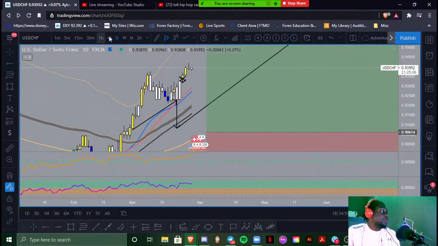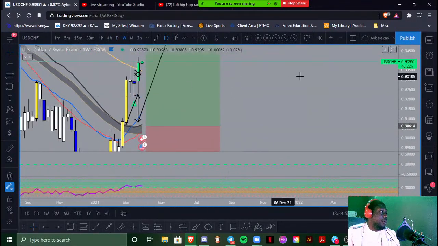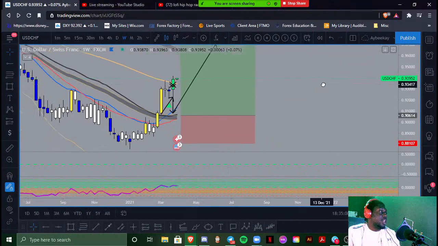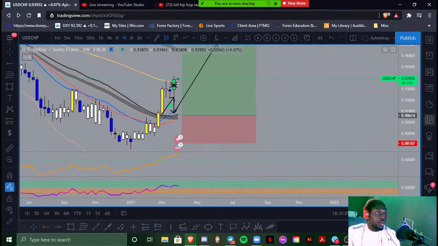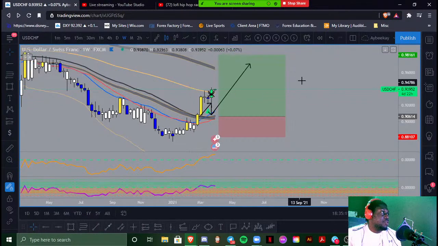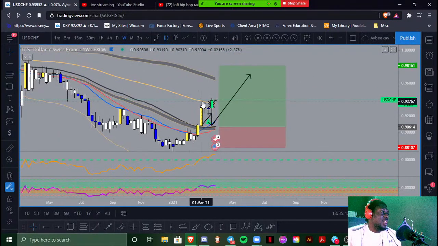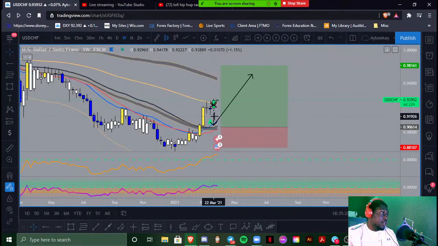Daily time frame, extremely bullish. Weekly, I'm still looking for this, guys. I'm still looking like what I said last week. I'm still looking for this push back down to like 0.90614. If I can get that push back down, then I might get into this buy. But it's already at the mean line, so I don't even think I would do that, personally speaking. So it just depends at this point.